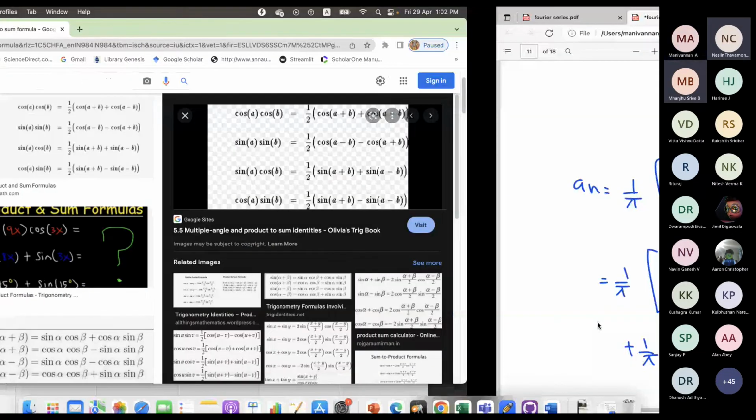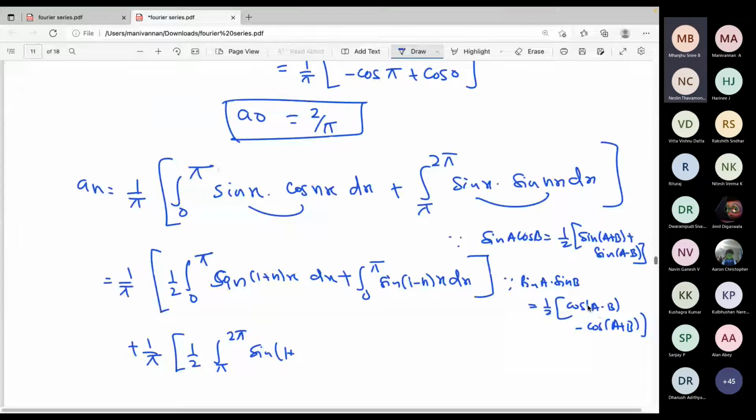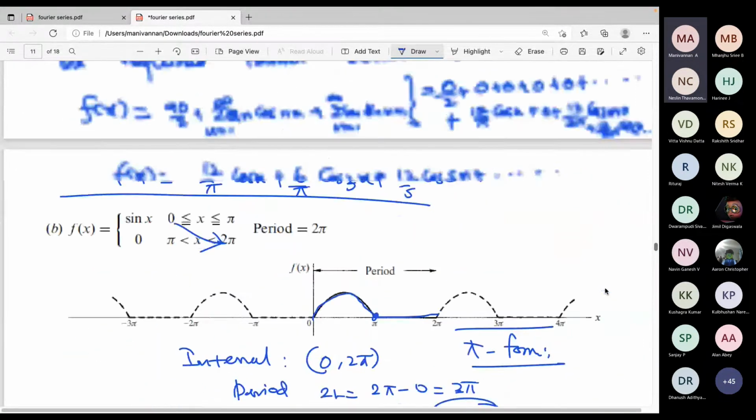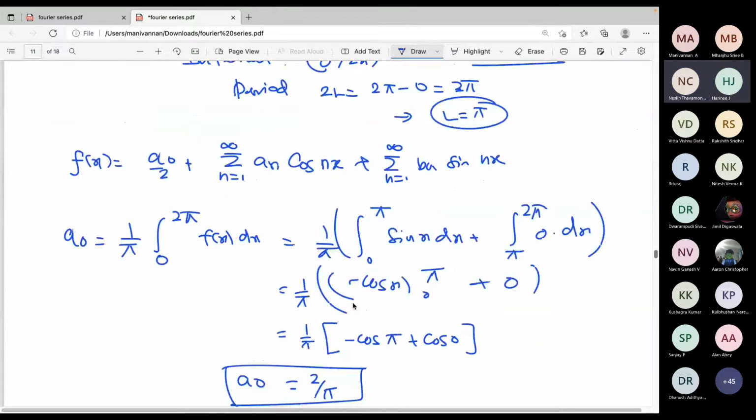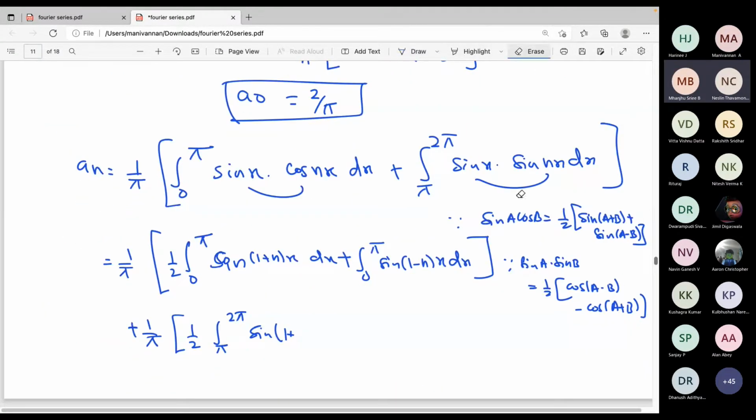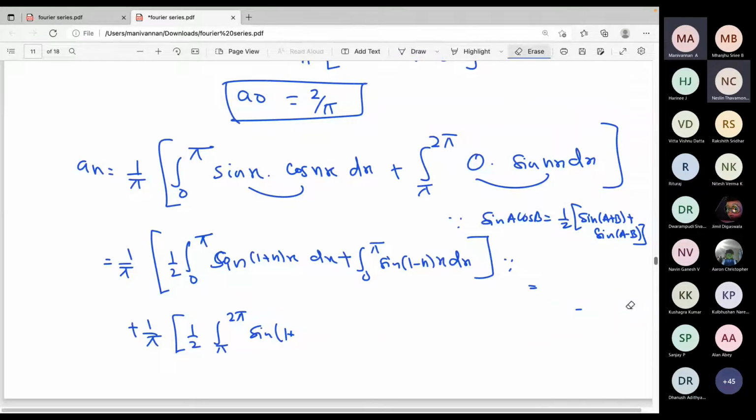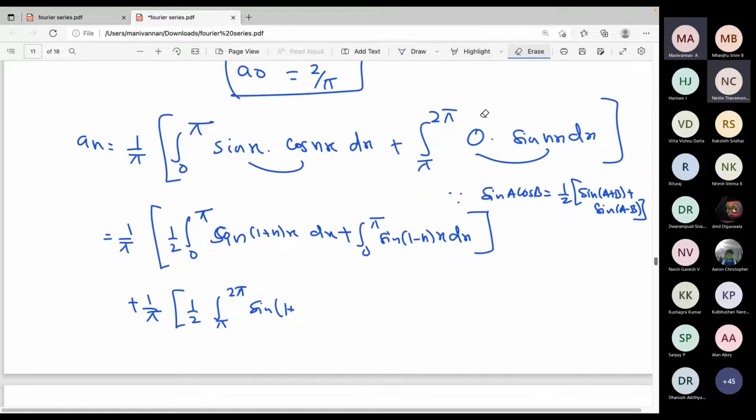So pi to 2 pi the function is 0 only, no, sir? Why? Oh, it is not defined. It is defined as 0, sir. It is defined as 0. Okay, then our job is very easy. No need to consider these things. Yeah, you are right. So just integrate this. This part is 0, right? This part becomes 0.